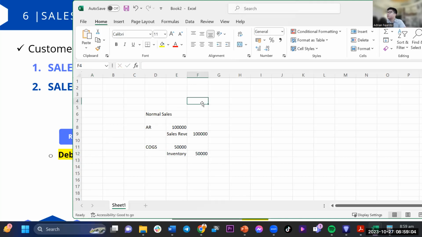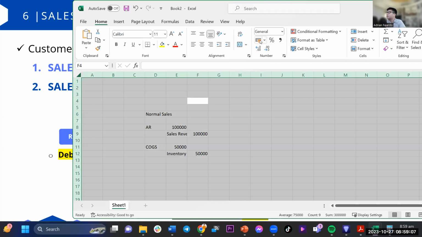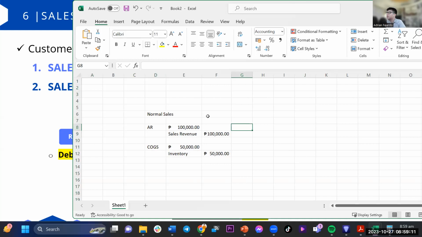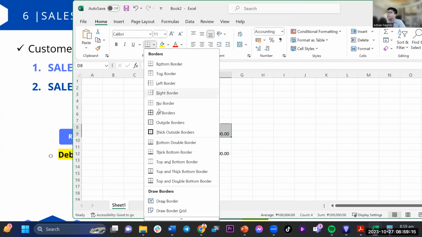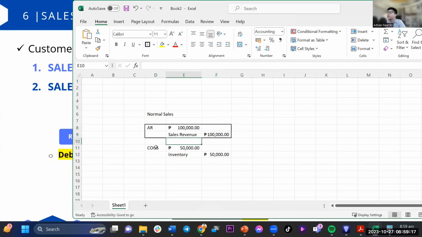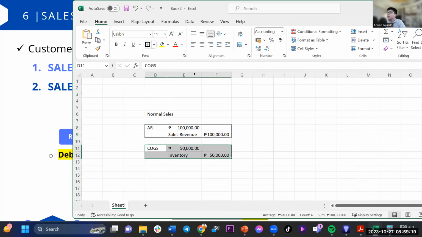Right? So ito yung sa normal sales. So dalawa yung journal entry natin. We increase our revenue and then we recognize the decrease in the inventory sa COGS.